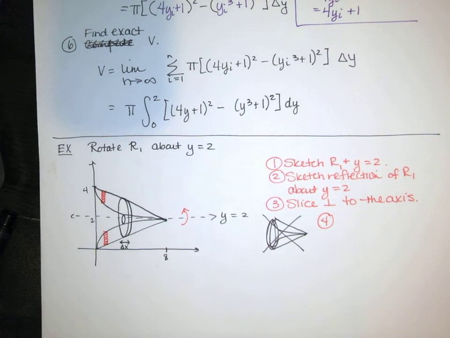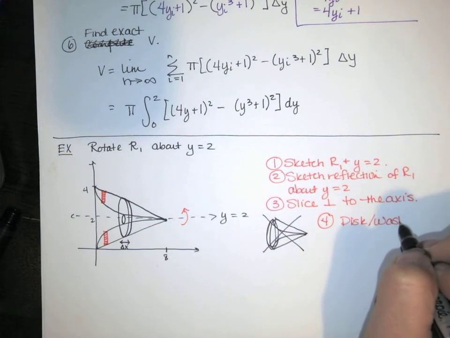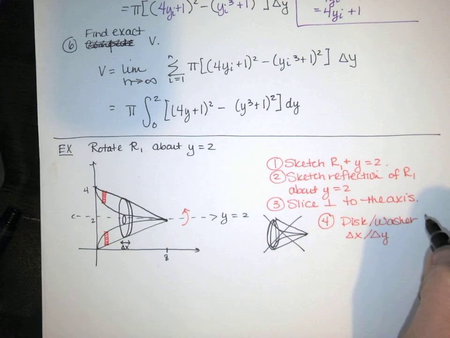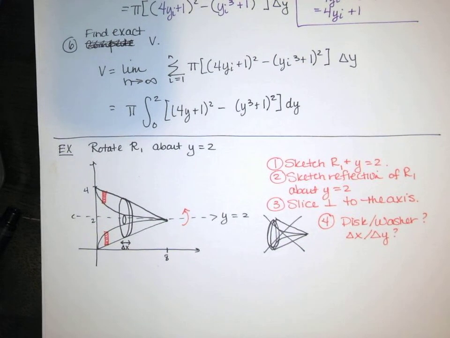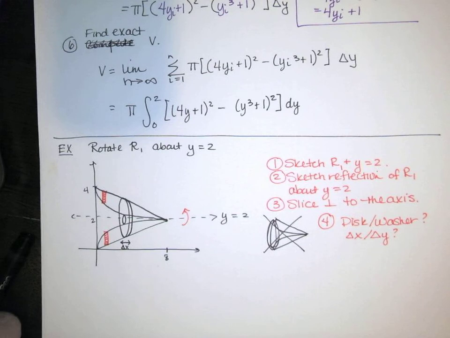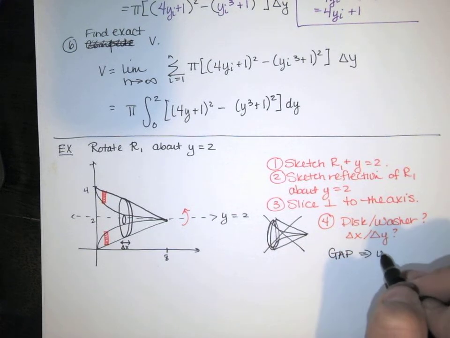Now I need to decide, is it disk or washer? Is it delta x or delta y? Is my integral in terms of x or y? Or am I dealing with disks or washers? Well, notice here's my region and there's a gap between that axis and the region. So I'm going to say gap implies I've got a washer.